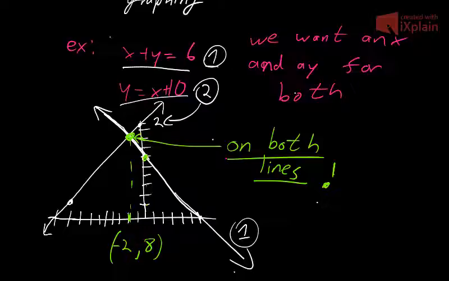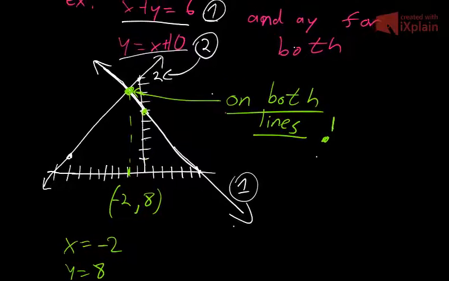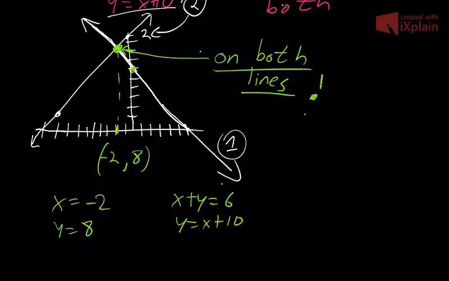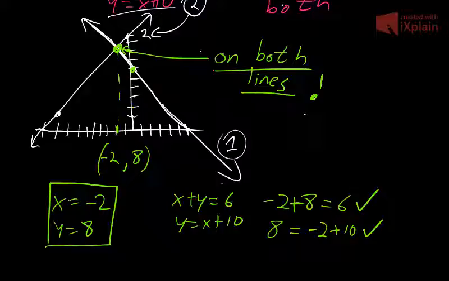And it's always really important to plug this back in. So this tells me that x equals negative 2 and y equals 8. I'm going to plug these back into both my equations. So I have x plus y equals 6 and y equals x plus 10. If I plug this in, I have negative 2 plus 8 equals 6, which is true, so that works. And my other one, I would have 8 equals negative 2 plus 10, and that works too. So we are good to go, and our answer would be x equals negative 2, y equals 8.